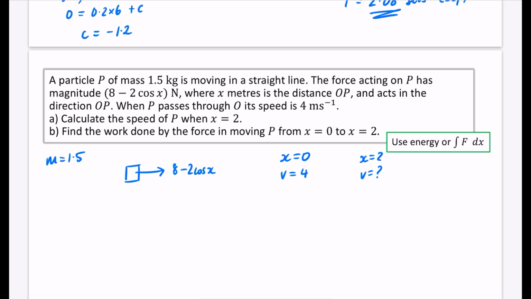Well, obviously we're going to do F equals ma. But this time, you'll notice that we've got x and v. So the version I'm going to use for a instead of x is going to be v dv dx. The reason I'm doing v dv dx is, of course, because I have x and v. That's the stuff I'm interested in. So doing F equals ma, I get 8 minus 2 cos x equals 1.5 v dv dx.